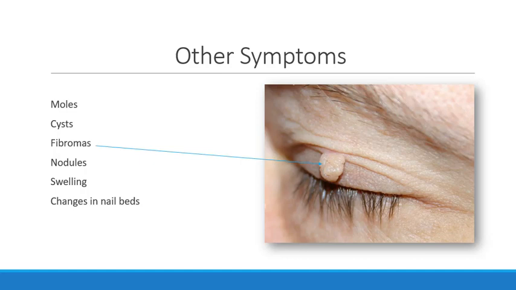Other symptoms associated with skin disease include moles, cysts, which are sac-like pockets of membranous tissue, fibromas, which are a fibrous connective tissue growth that is benign in nature, a nodule, which is a growth of abnormal tissue developing just below the skin, swelling, and changes in one's nail beds.